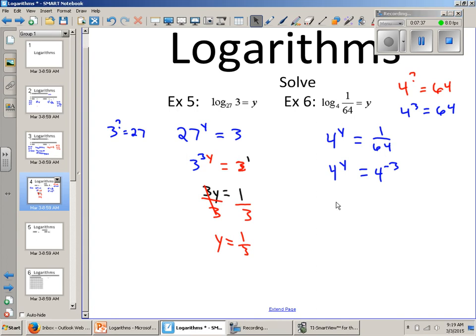Now the bases are the same. So now I just set the exponents equal. So I have y equals negative 3. And go check it. 4 to the negative 3rd power is 1 divided by 64.